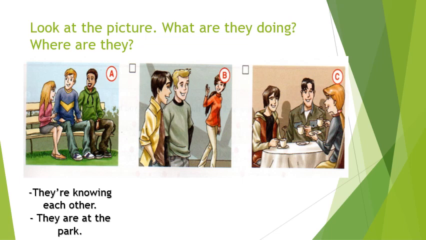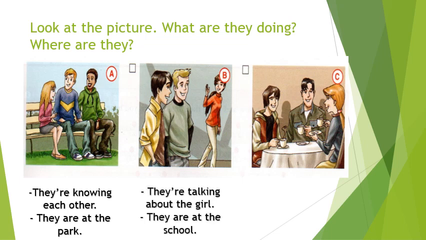Okay, so picture B, they are talking about the girl. When you observe the picture, it's obviously they are talking about the girl. So what else? What do you think? In our activity, you're going to describe the picture. What else? Where are they? The picture B, where are they?